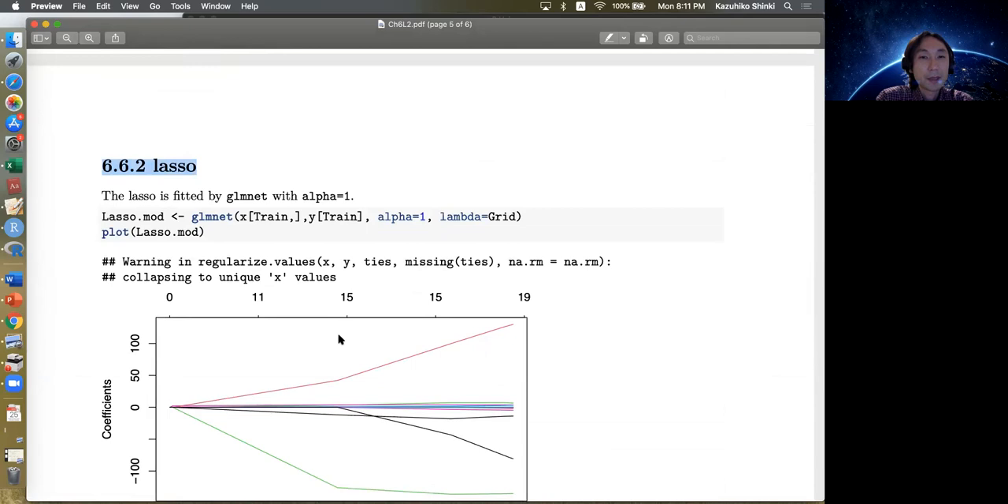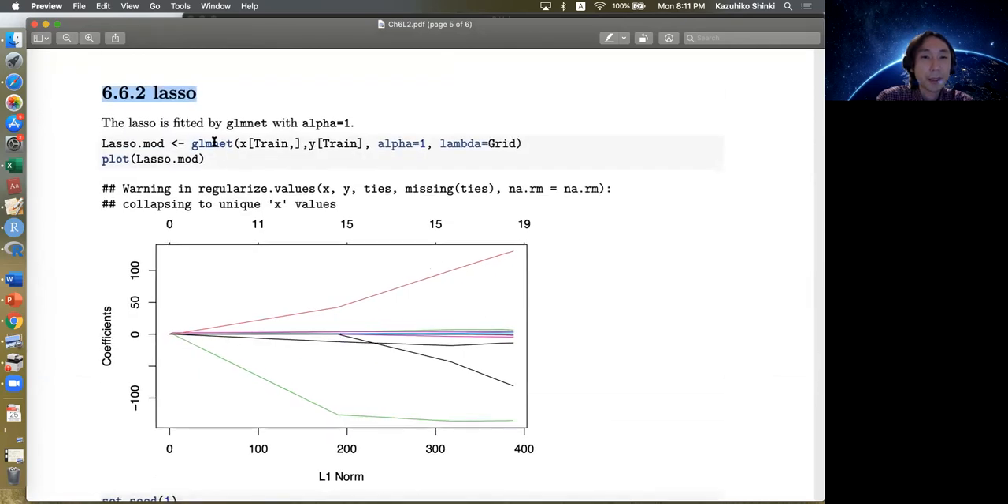And the lasso, so lasso makes more coefficients 0. And the format is almost similar. So we use glmnet with the training predictors and the response, and alpha equal to 1 means lasso. So you can see that lasso has the absolute value of beta, that is beta to the first power, and ridge regression is the absolute value of beta to the second power. So alpha equal to 0 corresponds to 2, and alpha equal to 1 corresponds to 1.